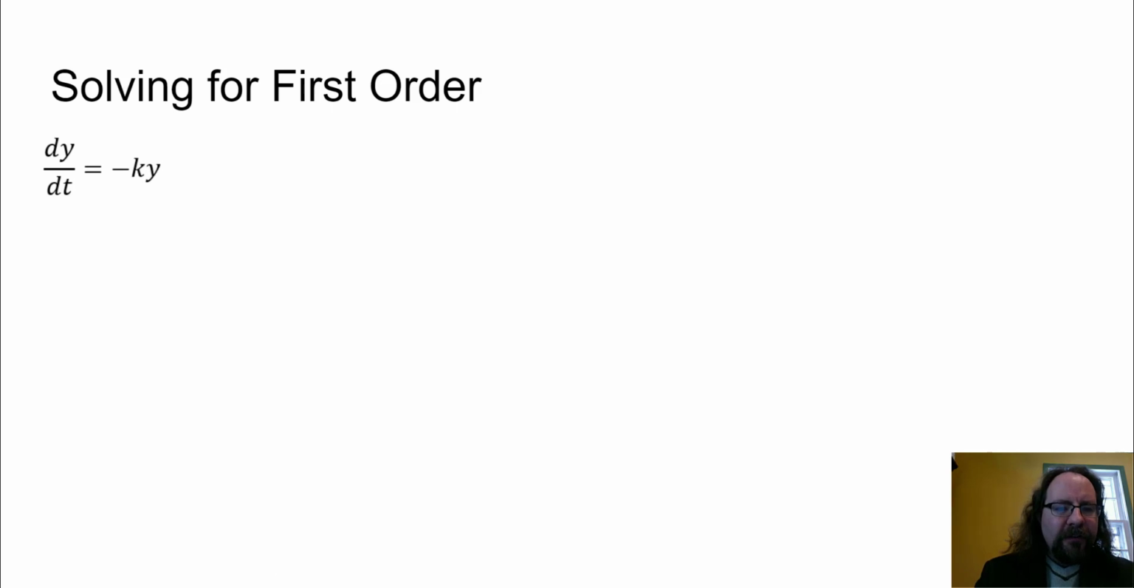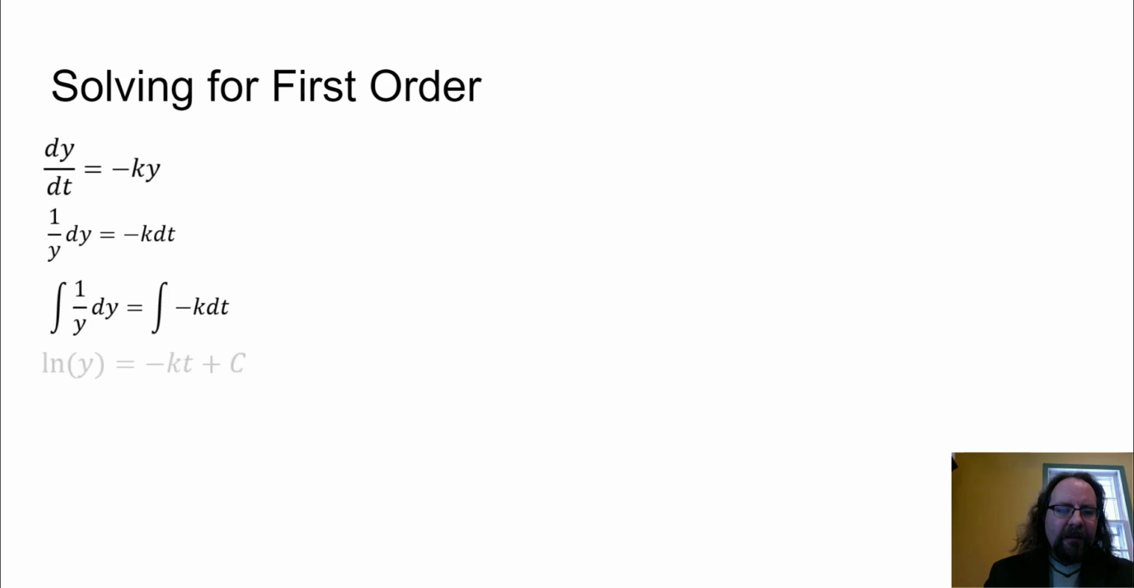So the first order is going to look like this, dy/dt equals negative ky. Then we can separate the differential equation by dividing both sides by y and writing it as 1 over y dy equals negative k dt. This allows us to integrate both sides to get that the natural log of y is equal to negative kt plus our constant. Once again, we can put in our initial condition.